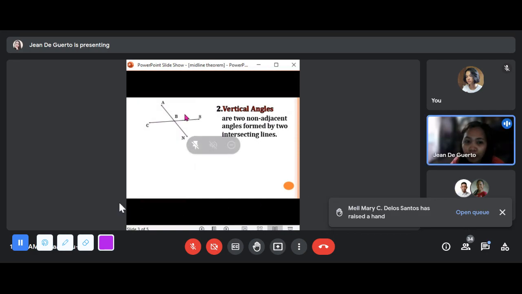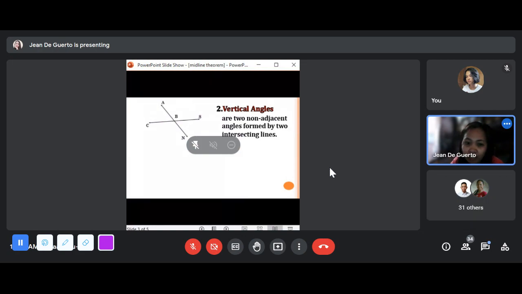Okay, so that is the first pair. We have angle ABS and angle CBN. So this is the first pair of vertical angles. Yes, Miel, for the second pair. Ma'am, angle ABC and angle SBN po. Yun, angle SBN. So angle ABC and angle SBN as the second pair of your vertical angles. Take note that vertical angles are also congruent. Pero yung linear pair, they are supplementary.